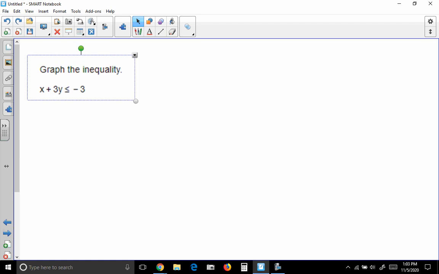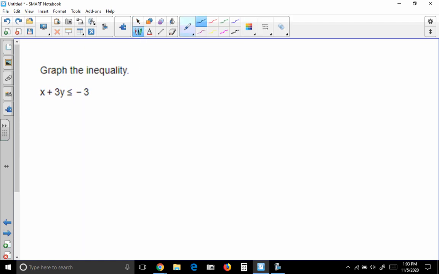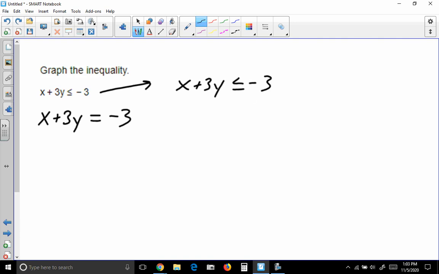Let's look at this one. Our boundary is going to be x plus 3y equals negative 3. And for practice, let's solve this for y this time so that we can use our slope and y-intercept. And in fact, I'm going to go ahead and solve it for y before we change it to an equation.